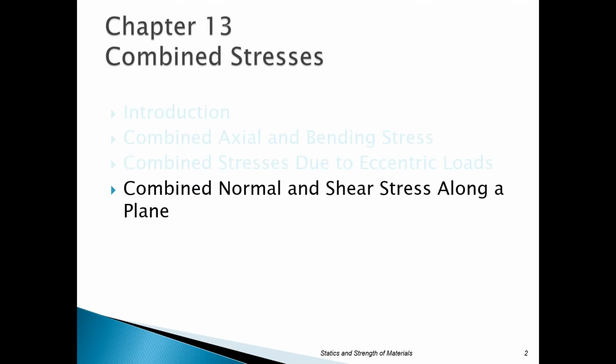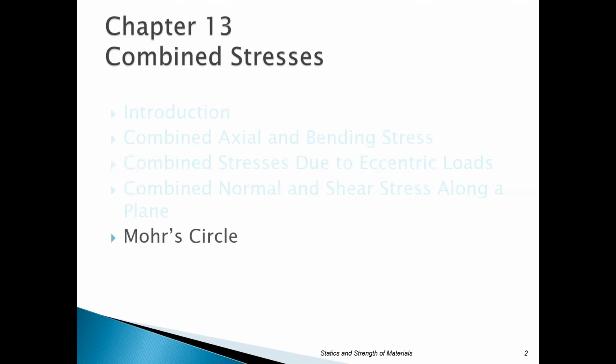And I'm not going to get into this at all today, but we're ultimately going to talk about combined normal and shear stress along planes, and that'll lead us into this thing called Mohr's circle. So the very last thing we're going to be looking at is something called Mohr's circle. But I probably will not do anything with that until after Thanksgiving, and that will depend on what goes on also with the college and closures. So we may not even do Mohr's circle. If we scuttle that, that'll be the last thing.